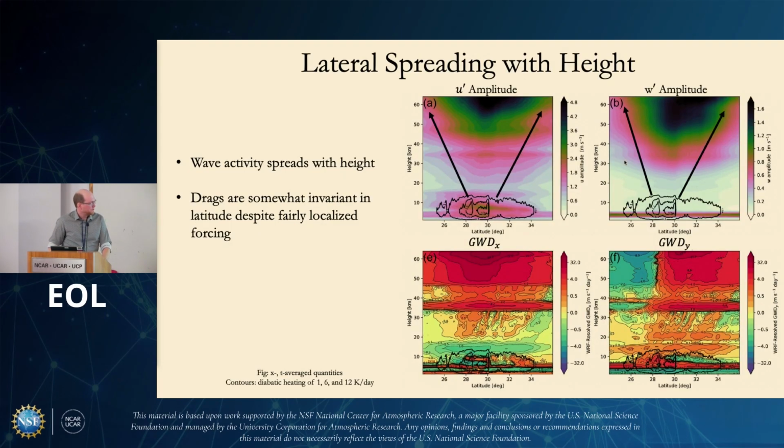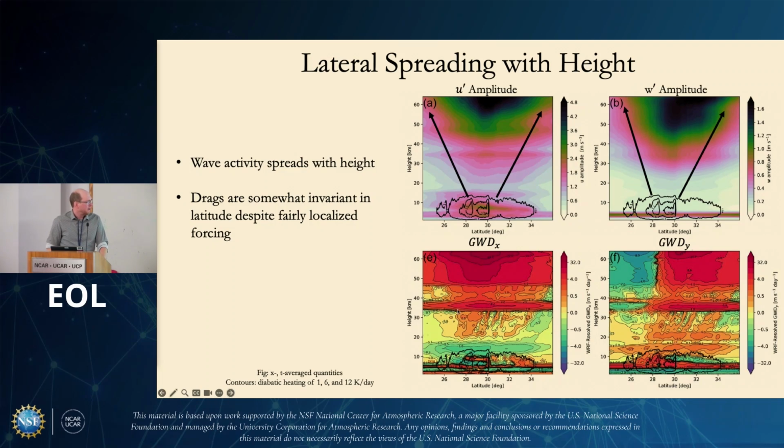So in terms of results, I'll just show one result in terms of the gravity waves. Here I'm showing U amplitude and W amplitude and the two components of gravity wave drag over the entire domain, averaging in the zonal direction and averaging in time over the 30-hour period. These contours are showing time and zonal averaged diabatic heating of 1, 6, and 12 Kelvin per day, kind of showing where the convection, the actual heating, was within the model. You see the largest amplitudes over the largest diabatic heating, but what you also see again is this lateral propagation, the spreading with height of the waves. And it's not too surprising. We already saw that in the actual simulation, in the raw data.